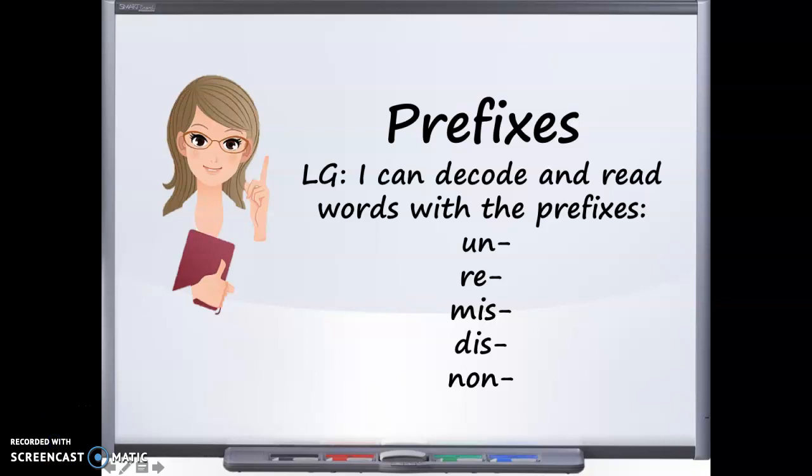Hey friends, this week we are going to be working on a skill called prefixes. Our learning goal for this week says, I can decode and read words with the following prefixes: un, re, mis, dis, and non.